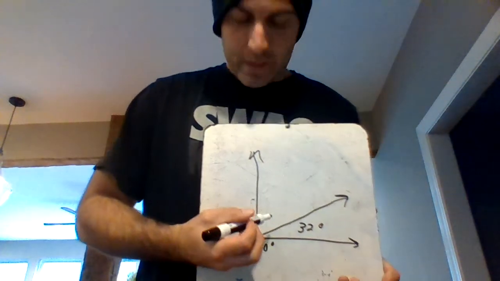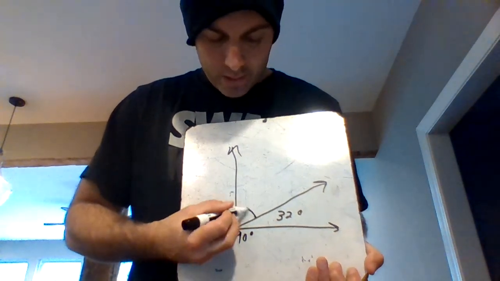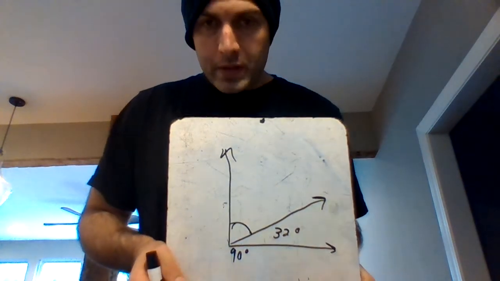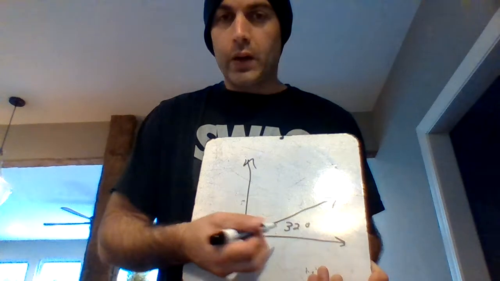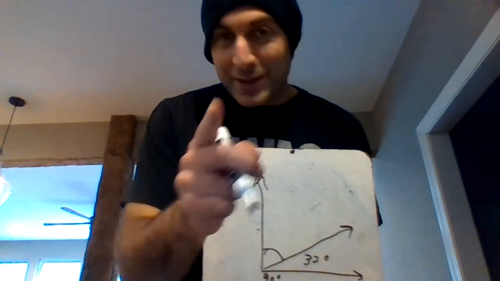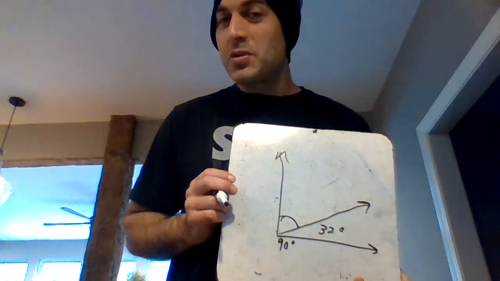What are we missing now? We're missing the small angle right here. Okay, so if we're missing the small angle and we have a big angle and we have another small angle, what do we do to solve it? That's right, you guessed it, we actually subtract.